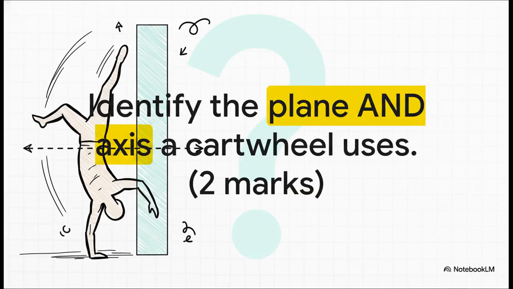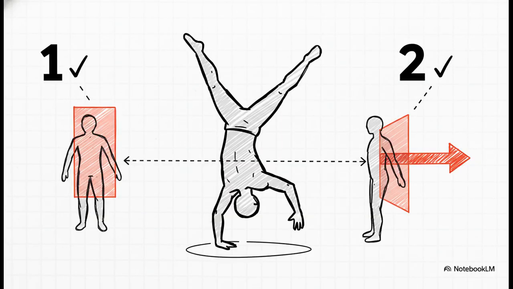Okay, let's level up. This one's worth 2 marks. We are looking for the full power pair behind a cartwheel. We need the plane and we need the axis. Think back to what we just talked about. So, how'd you do? For the first mark, the plane is the frontal plane, because it's a sideways move. And for the second mark, the axis is the sagittal axis. That is our second power pair. If you nailed both of those, fantastic work.